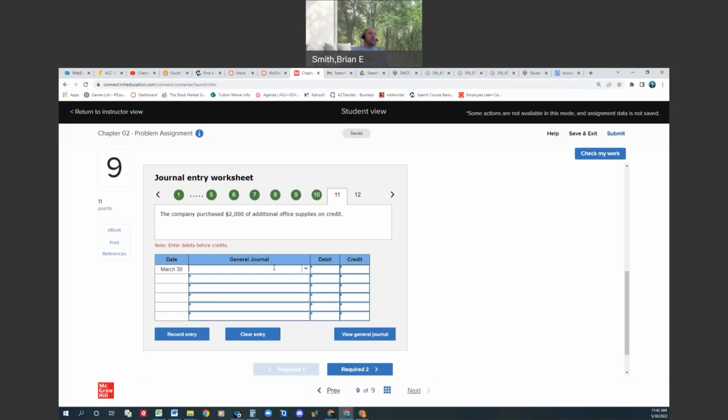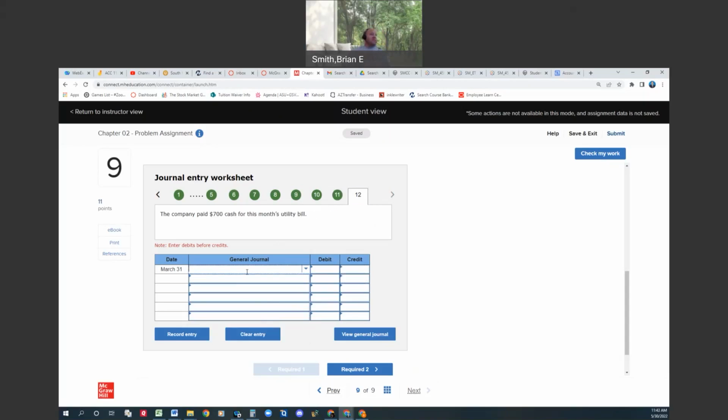The company purchased $2,000 of additional office supplies on credit. All right, so we're getting those office supplies again. We've already done this journal entry before. No big deal. It's on credit, so we're going to go accounts payable, 2,000. See how many extra lines are on these? Again, it's just to make sure that you know this stuff.